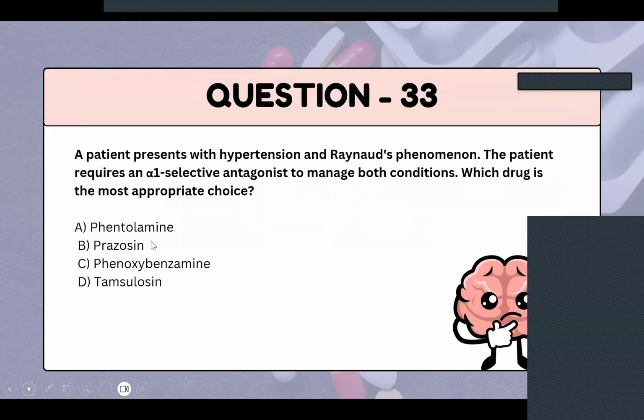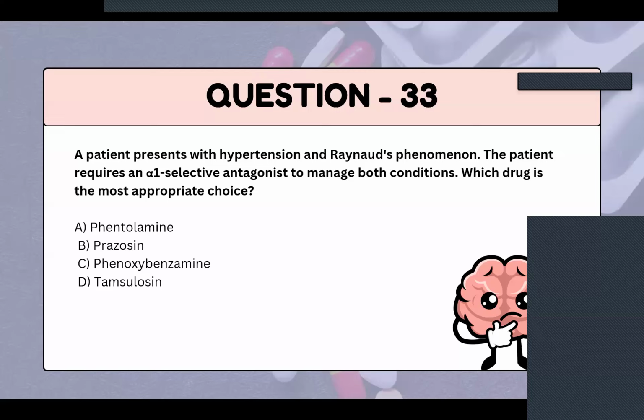Now, let's move on to the next question. A patient presents with hypertension and Raynaud's phenomenon. The patient requires an alpha 1 selective antagonist to manage both conditions. Which drug is the most appropriate choice? Phentolamine, prazosin, phenoxybenzamine, tamsulosin.